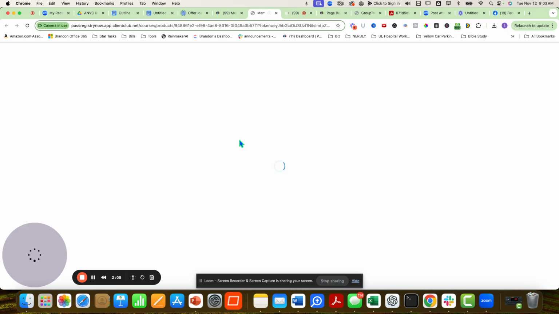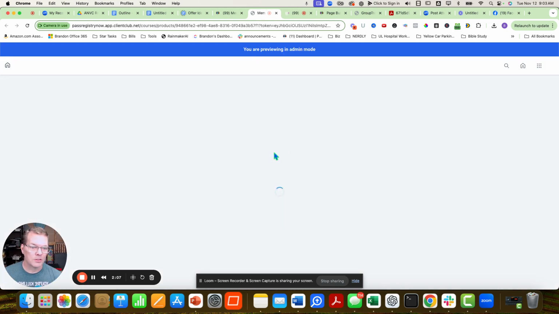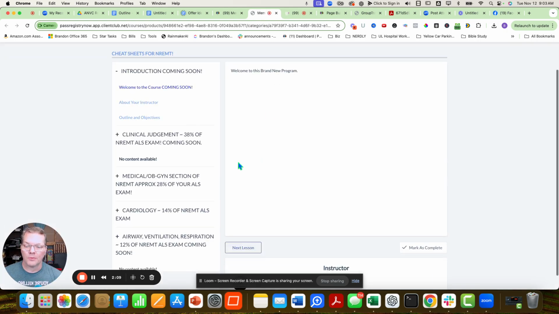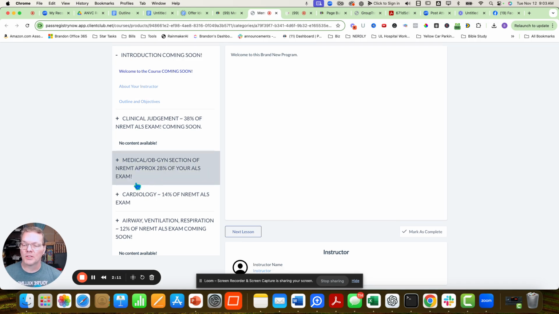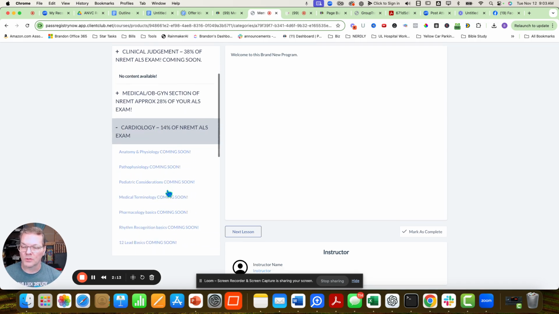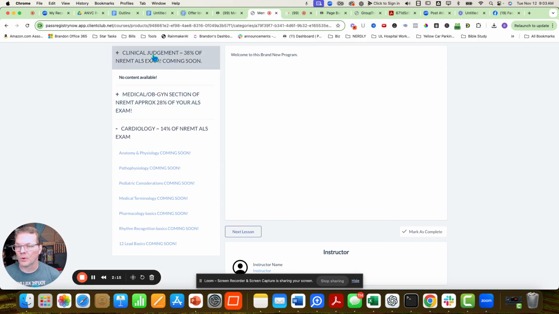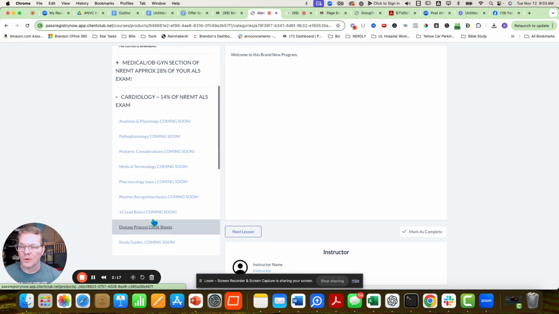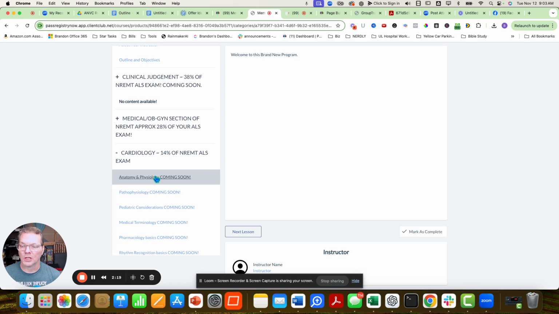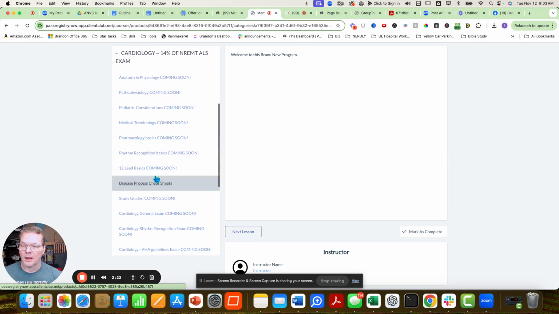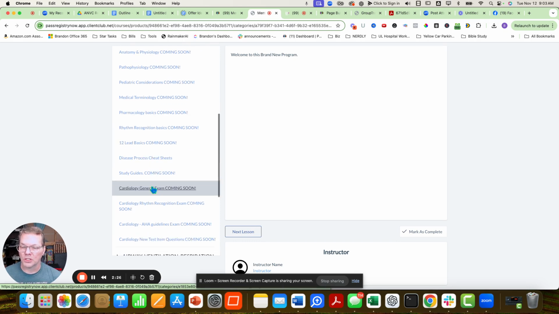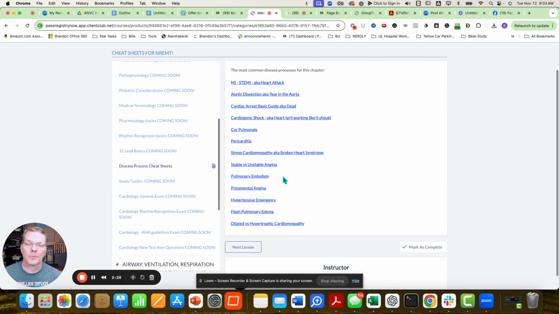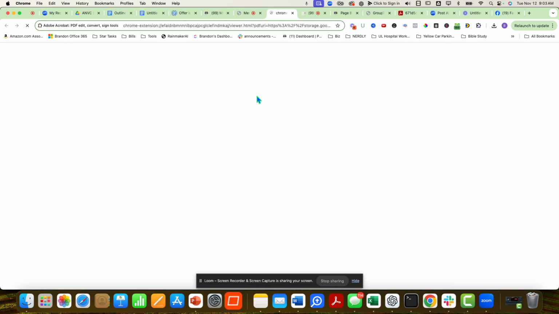So I'm going to put it down for $47. I'm going to bump it up just a little bit. But what I'm going to do is pitch this in a way where I say, here's cardiology alone. This is the way each and every one of these sections will be laid out, with some minor differences with something like clinical judgment, because that's a different piece. And then you see all these are coming soon, except for the disease process cheat sheets. So right now, they're going to get this without a doubt.